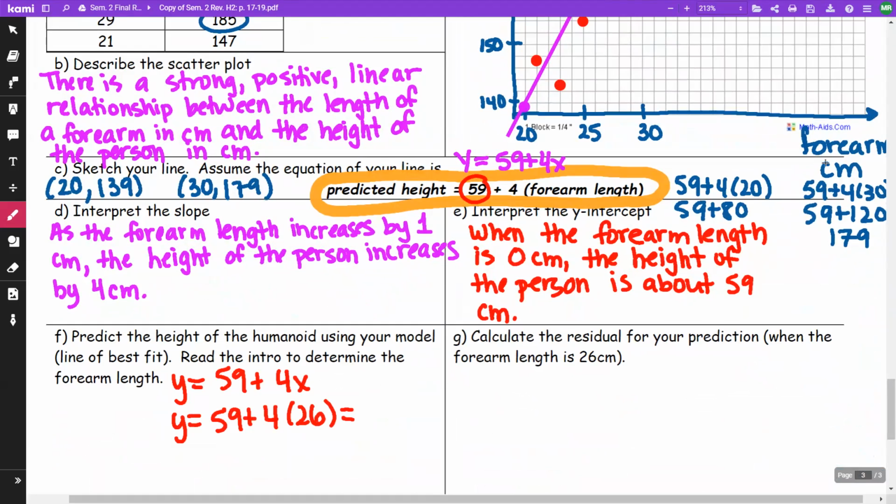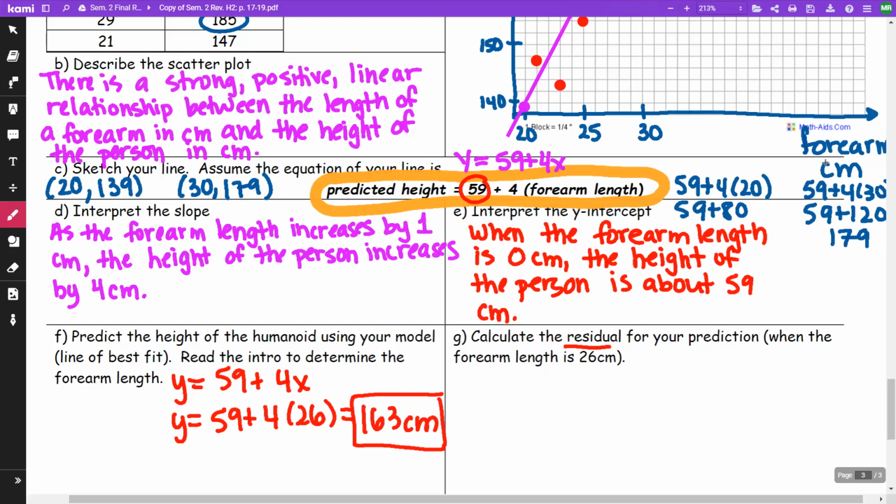And when I work this out, let's get my calculator. 59 plus 4 times 26, I get 163. So 163 centimeters tall is our prediction.